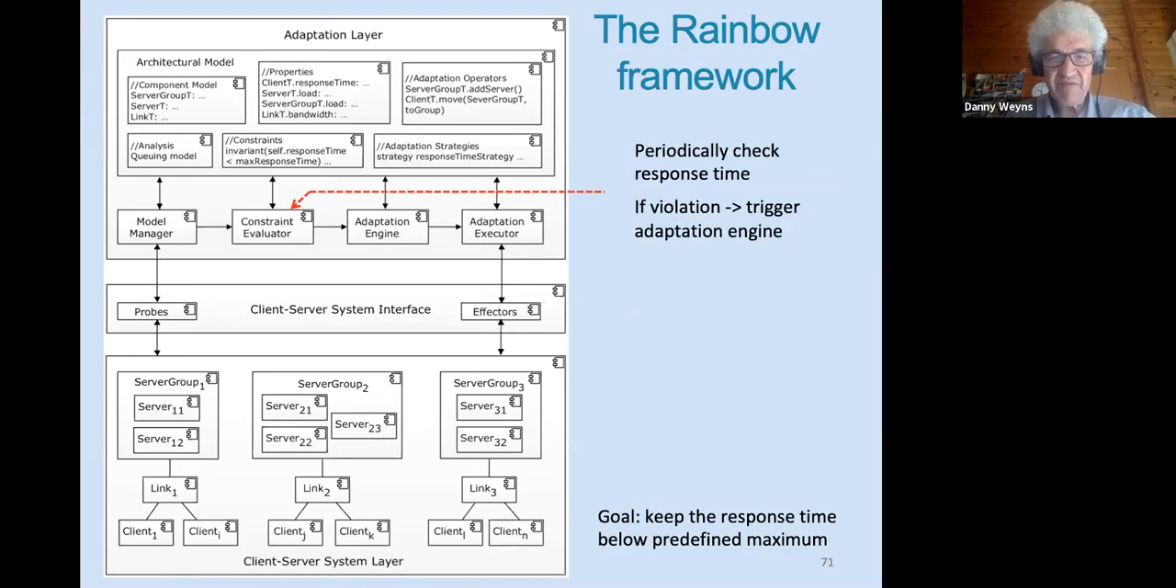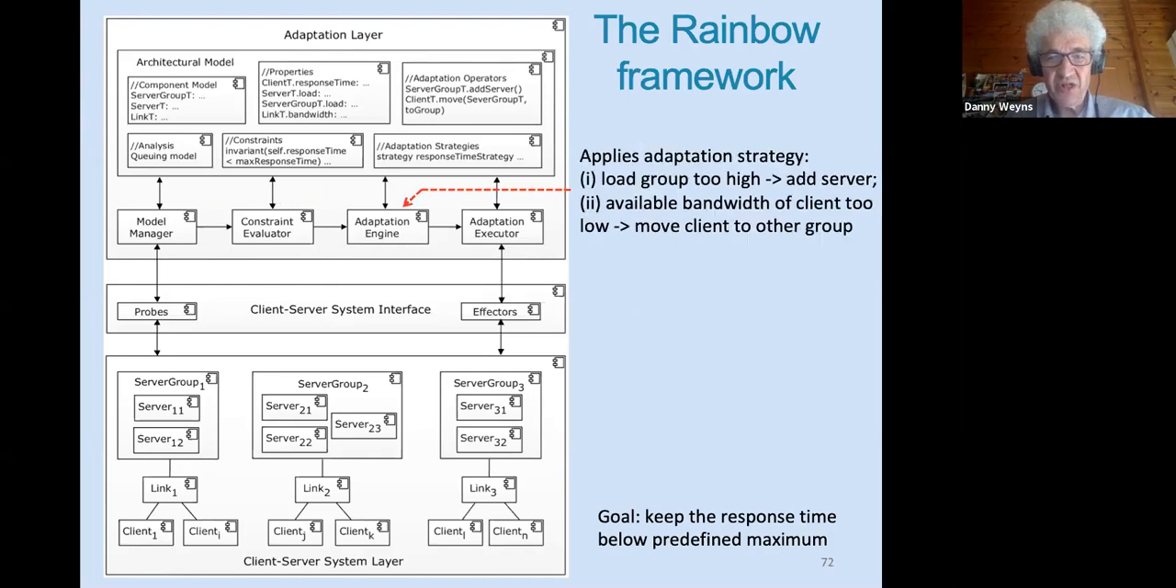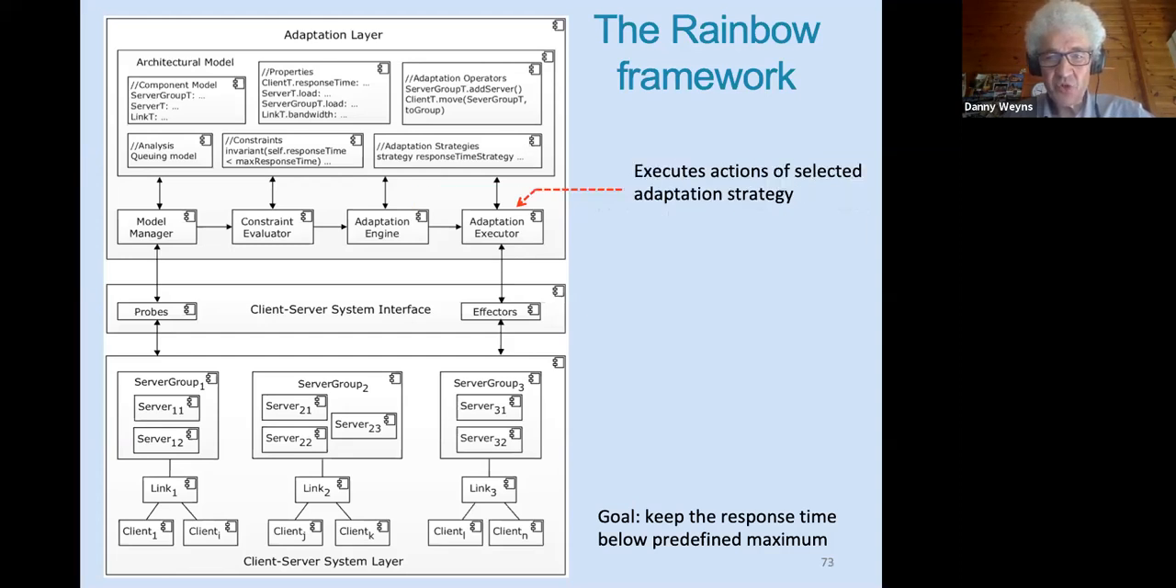And then the constraint evaluator has rules that it periodically checks. If a violation is detected, it will trigger the adaptation engine, and the adaptation engine then will decide what strategy to apply. For instance, if the load of the group is too high, I might add a server to that group. Or if the bandwidth for a particular client is too low, then move the client to a group with better bandwidth conditions. And at the end, the adaptation executor will then execute these actions and perform the changes of the strategy.